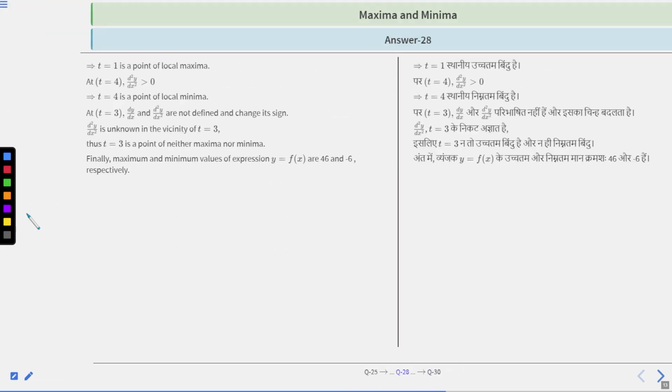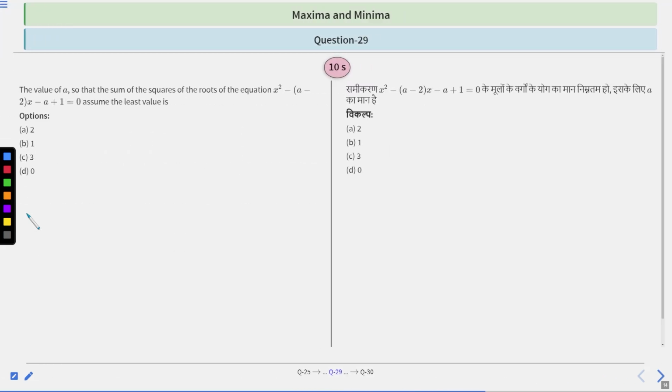Okay, let's move to the next question. Question number 29, which says: find the value of a so that the sum of squares of the roots of the equation x square minus (a minus 2)x minus a plus 1 equal to 0 assumes the least value. So the hint of this question is, we have to find the sum of squares of roots, that is alpha square plus beta square, which attains the least value, right? You can easily find alpha plus beta, which is a minus 2, and alpha into beta is basically minus a plus 1. Now you can calculate alpha and beta, right?